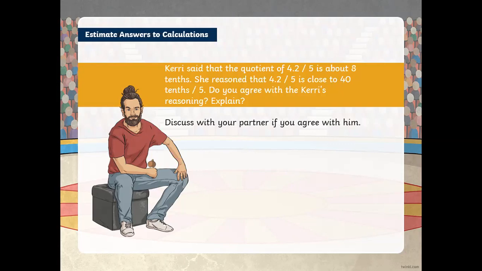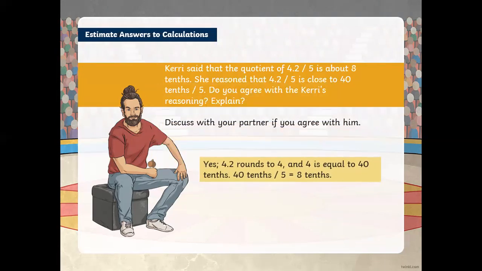Let's see the answer. Yes, we are going to agree, because 4.2 rounds to 4, and 4 is equal to 40/10. So 40/10 divided by 5 is equal to 8/10.